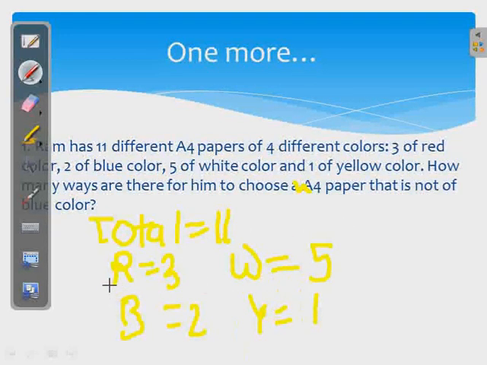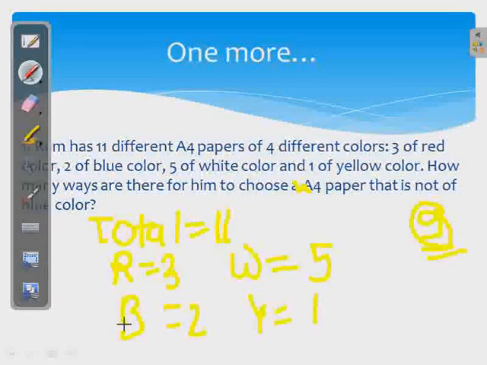Not of blue color means we will add these 3: red, white and yellow. So we get 5 plus 3 is 8, and 1 is 9. So we have 9 ways. Here we applied the principle of addition. We added these 3 and we got 9. So that means there are 9 ways to choose a paper that is not of blue color.